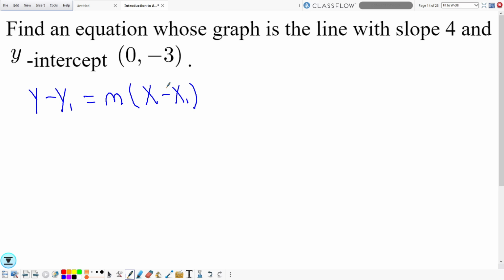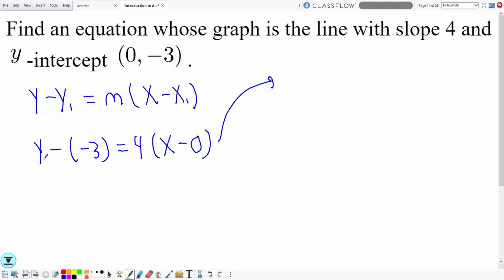So I'm just going to start plugging stuff in. We've got y minus our y value of the point, which is negative 3, is equal to our slope of 4 times x minus x1, which is just 0. Okay, so we can start simplifying. Y minus negative 3, that double negative becomes positive, so it becomes y plus 3. And x minus 0 is just x. 4 times x is 4x. So, all right, that's an equation, sure.